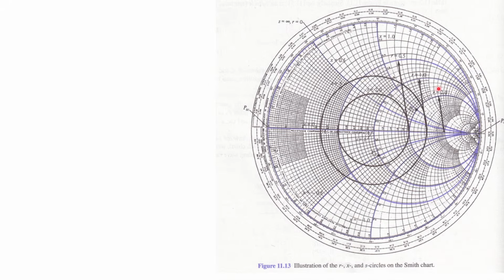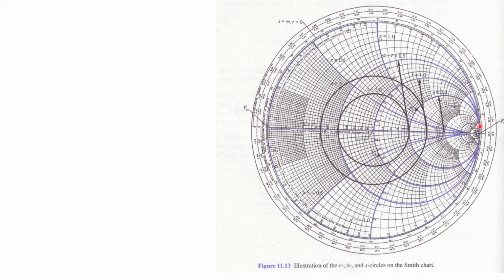Here you will see this is for r is equal to 1, r is equal to 0.5, and the outermost is r is equal to 0. Similarly, this is x is equal to 0, that is the x line. Then x is equal to half, this one. x is equal to 1, x is equal to 2, x is equal to 5, like that. And all the lower side are the minus ones, nothing else. Like this is x is equal to minus half, this is x is equal to minus 1, this is x is equal to minus 5, x is equal to minus 10, like that.